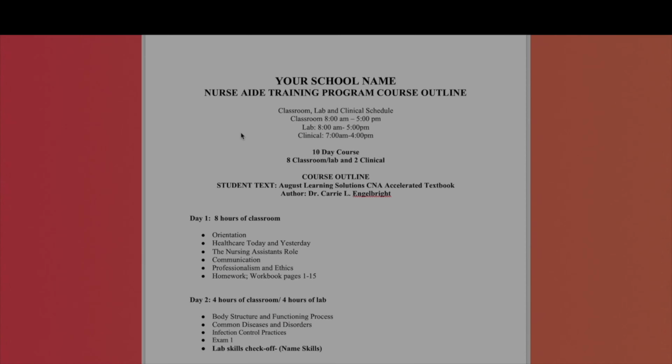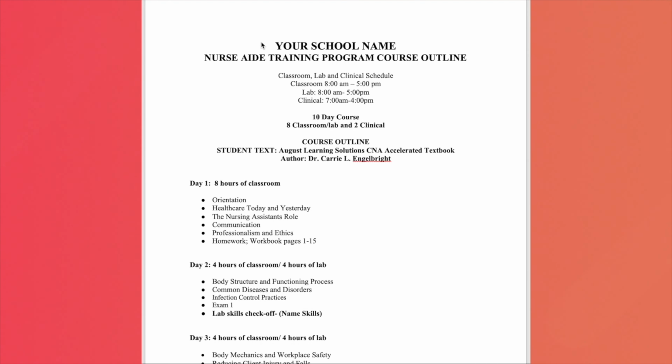If you take a look here, I have a generic example of a course outline. At the very top, you'll notice the school's name and the name of the program that you're teaching. You also want to place the hours your program will operate so students and instructors will have a quick point of reference for this information. Next, I want you to label out the number of days your program will be as I have done here.